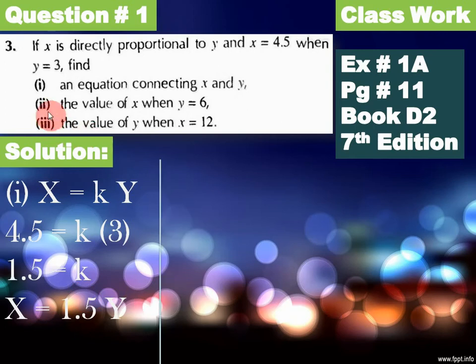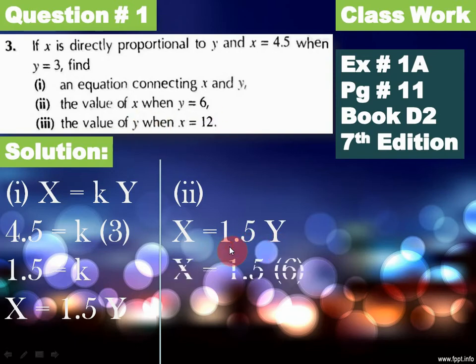Now moving on, the second part is to find the value of x when y equals 6. First we write the equation which we calculated in the first part: x equals 1.5y. Now we substitute the value of y, which is 6. x equals 1.5 times 6, which becomes 9. So the value of x is 9. Now moving on, question 1 part 3 is the value of y when x equals 12.